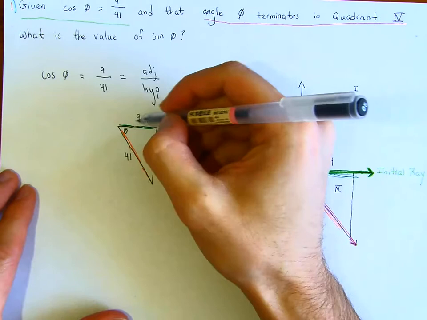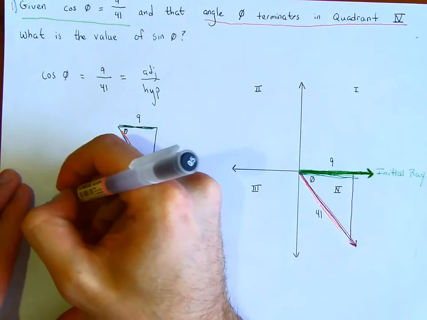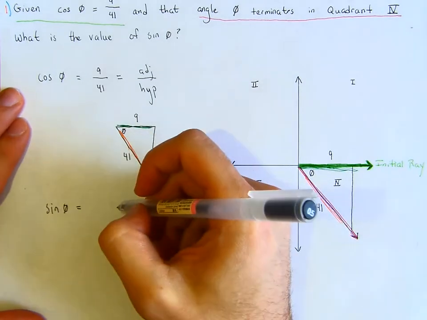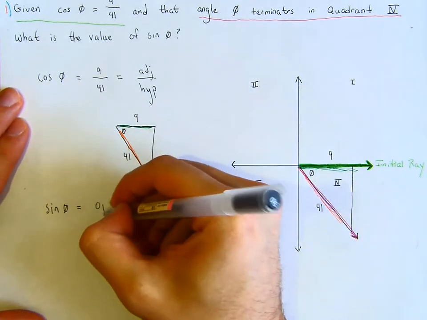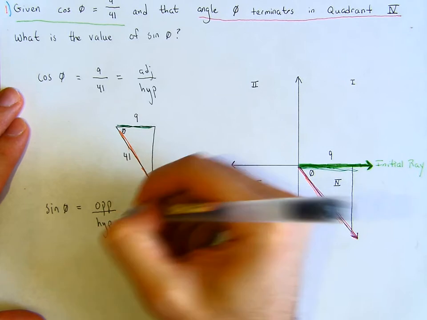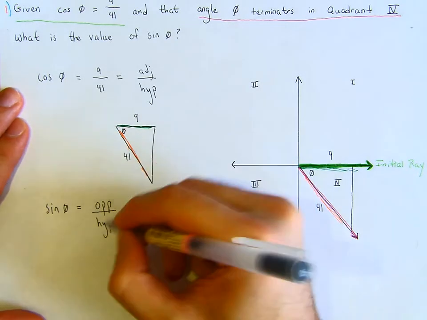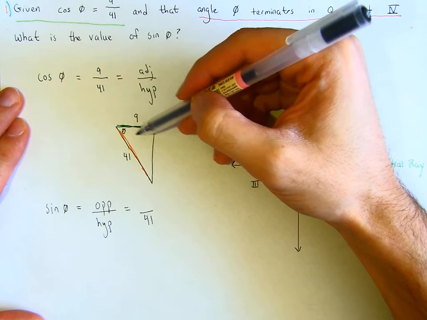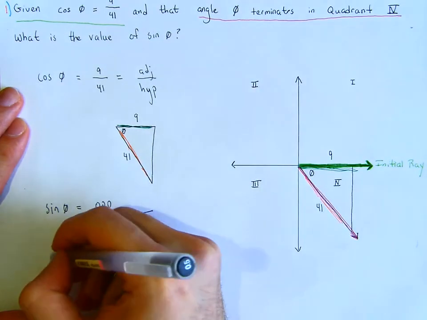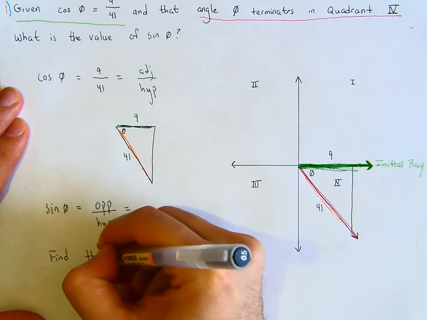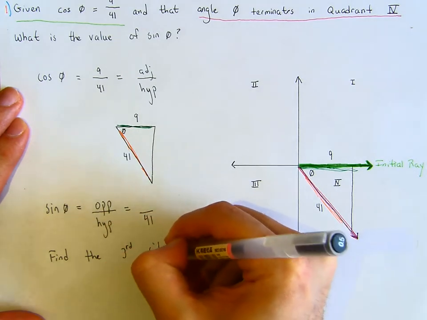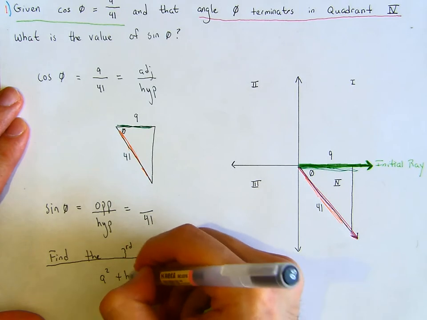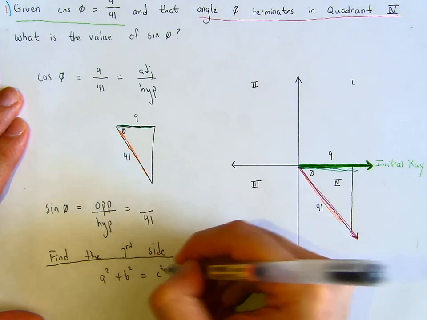So notice that if you have 9 and 41, sine of theta is equal to what? It's equal to opposite over hypotenuse. So notice that we have the hypotenuse, which is 41. What are we missing? We're missing this opposite side. So what's the move that we could do? We want to find the third side. And what are we going to use to find the third side? We're just going to use the Pythagorean Theorem that a squared plus b squared equals c squared, right?